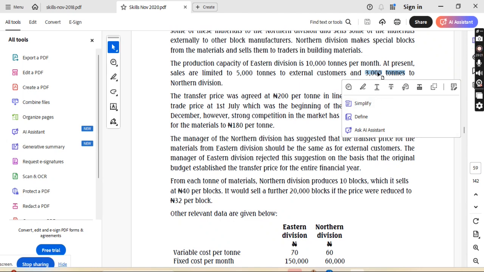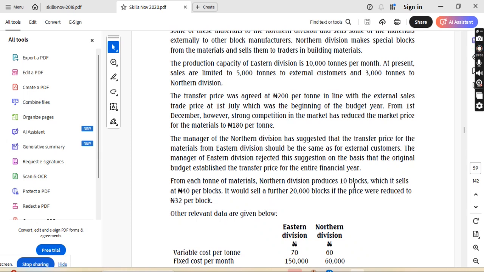So now it is 3,000 tons. The total number of blocks produced will be 3,000 tons times what? Times 10 blocks. You can see the way we unlock it, right? The tons is the material from the selling division, while the blocks are the product. They will convert the raw material to produce blocks. That is why we have 10 blocks times 3,000, which is about 30,000 blocks.